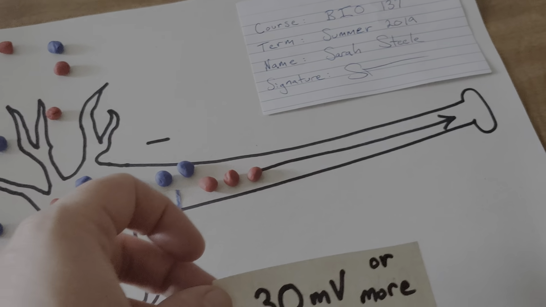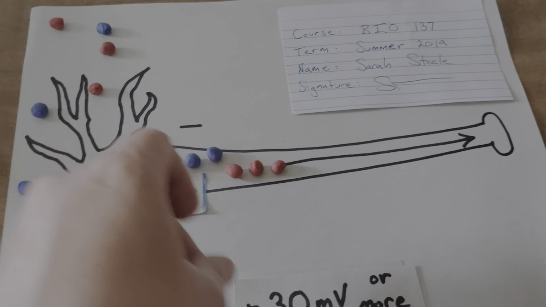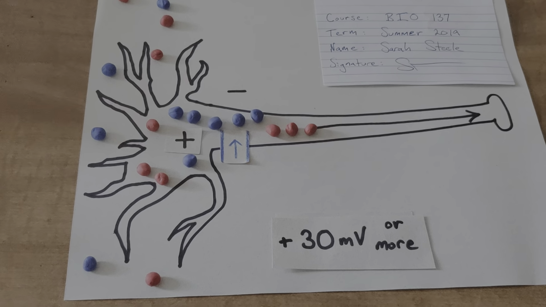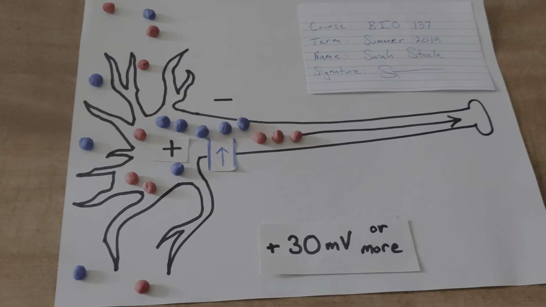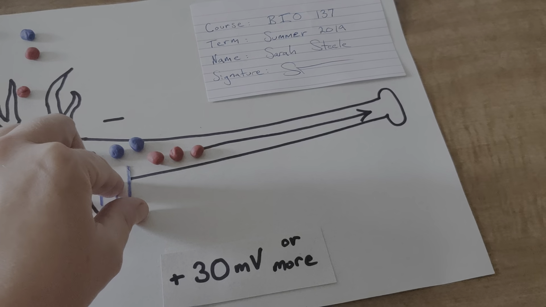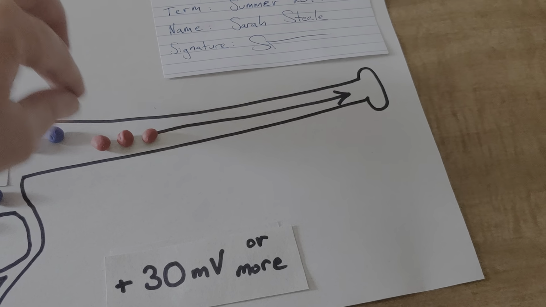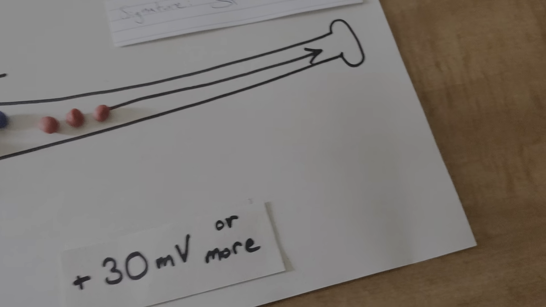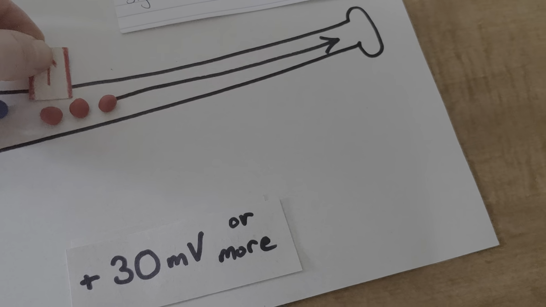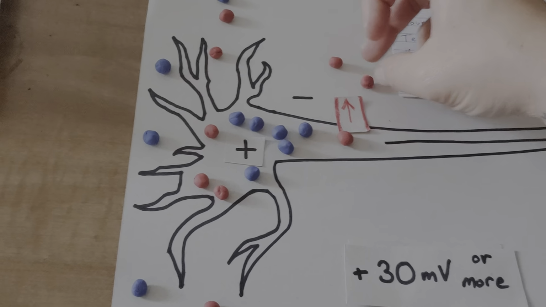The membrane potential can reach 30 millivolts or more. This is the peak of the action potential. At this point, the sodium channel will close and the potassium channel will open, allowing potassium out.